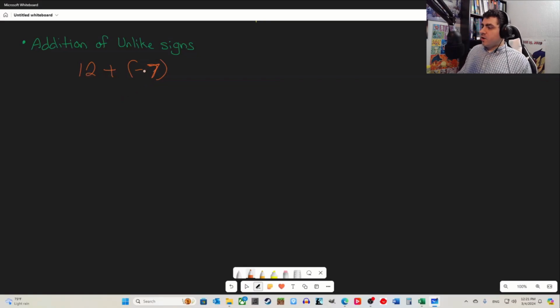So we immediately see the largest number. 12 is the largest number and it has a positive sign. So the answer is going to be positive. Now we subtract their absolute values. We have the absolute value of 12 minus the absolute value of negative 7. What is the absolute value of 12? That is 12 minus, what is the absolute value of 7? 7. This leaves us with 5. So the answer to 12 plus negative 7 is 5.